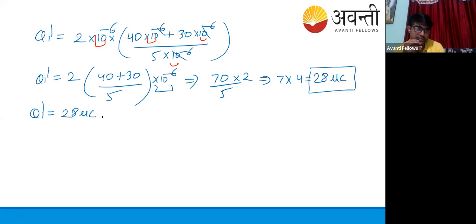Okay, and the other plate will be having minus Q1 dash, that is minus 28 microcoulomb. Okay, so this is for the case of capacitor having capacitance C1. Common potential, and the charges are this plus 28 microcoulomb and minus 28 microcoulomb.